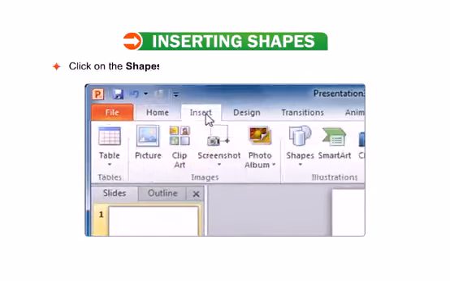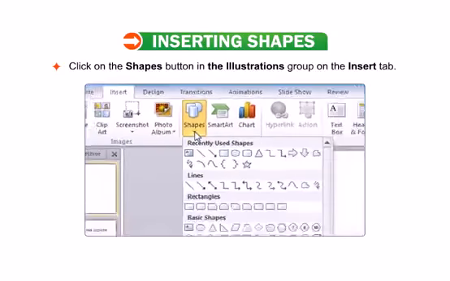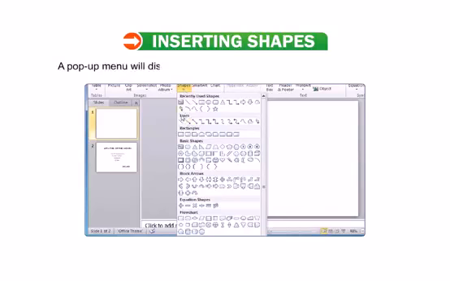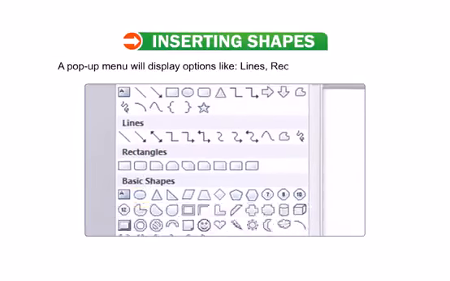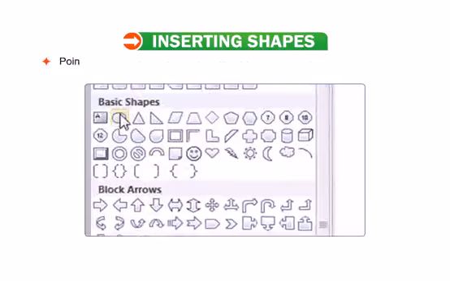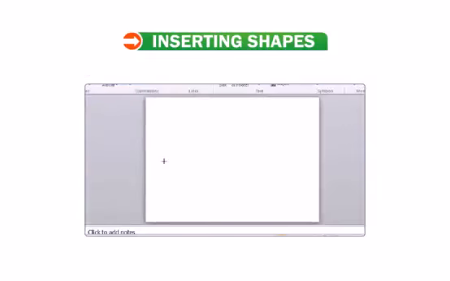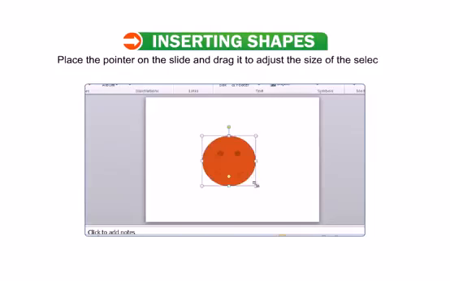Click on the Shapes button in the Illustrations group on the Insert tab. A pop-up menu will display options like lines, rectangles, flowchart, etc. Point to the basic shapes and move the pointer to select smiley face and click on it. The pointer changes to a plus sign. Place the pointer on the slide and drag it to adjust the size of the selected object or shape.